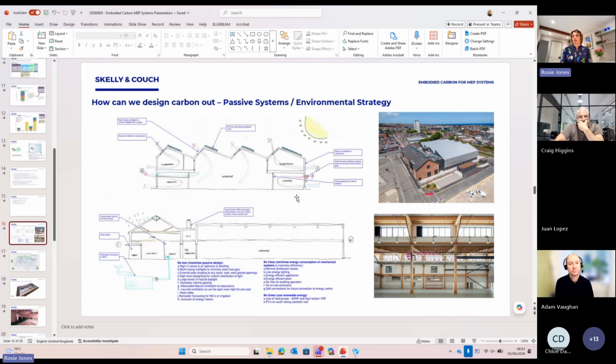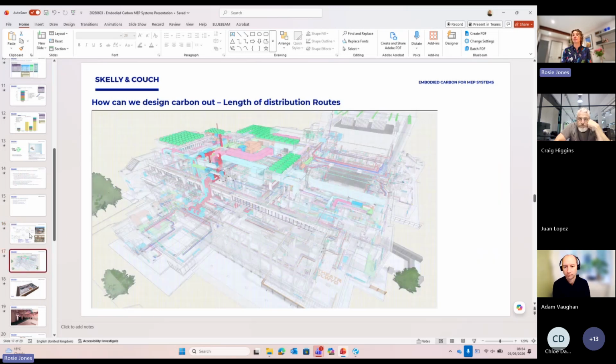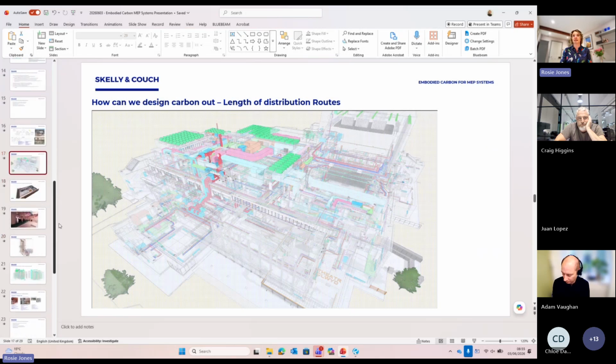And then this is moving from the environmental strategy drawings to what's actually been built, and all the feedback is it's working very successfully. And then a big one for us is, can we limit the length of the distribution routes? Can we be really sensible about where we put the plant rooms? Step one is try and get rid of as many of the complex systems as we can. Step two is to be sensible about where to put plant rooms, so that we're minimizing the spider's legs of pipes and cables that emanate from those hubs.